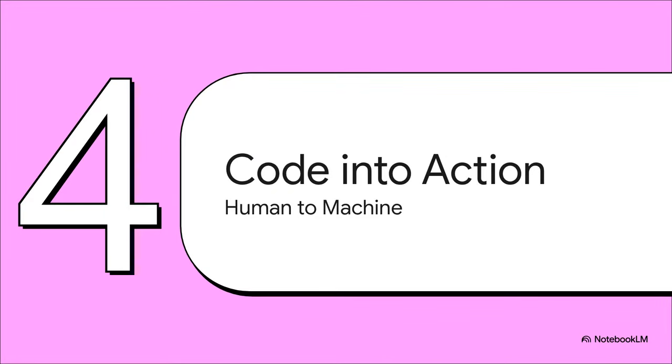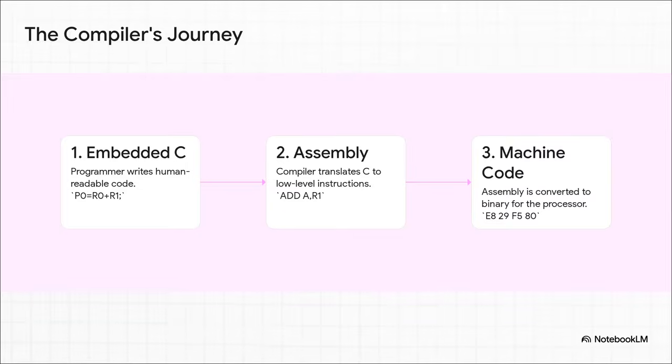Okay, so we've got our language. But how does a line of text that a person types actually make a physical machine do something? Let's follow the journey of a piece of code, from the programmer's screen right into the guts of the processor. It's really a three-step transformation.